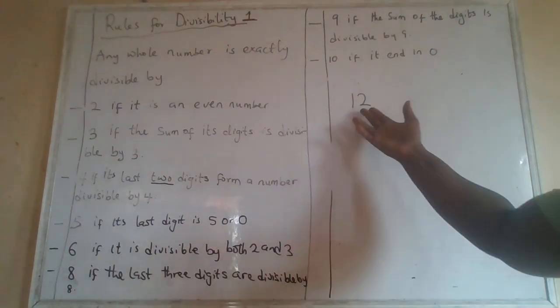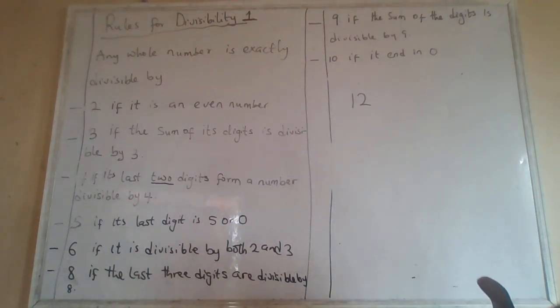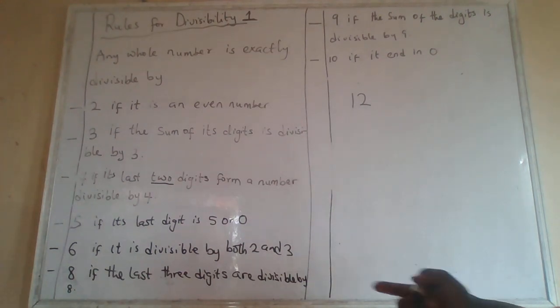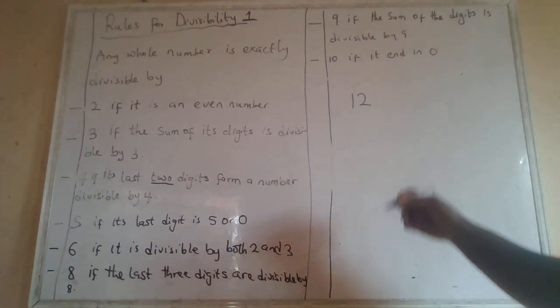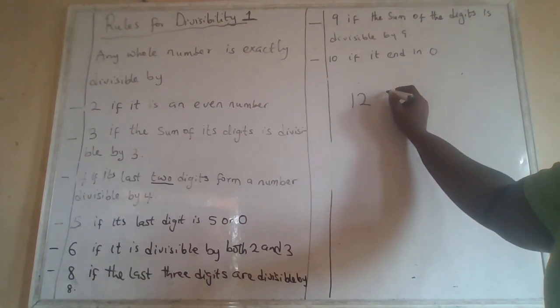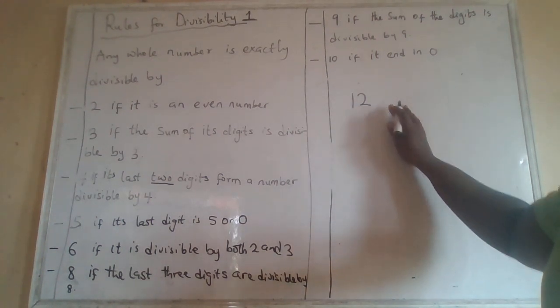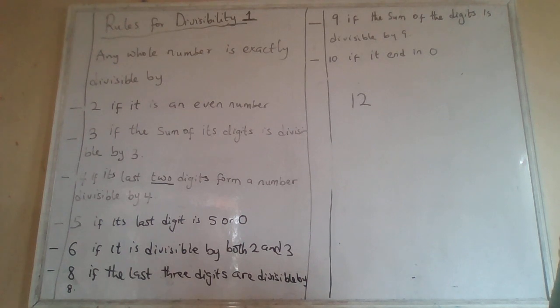We know that 12 is actually divisible by 6. But let's see if it obeys this rule. If this 12 can exactly be divided by 2 and 3, then we say it can also be divided by 6. Let's go.